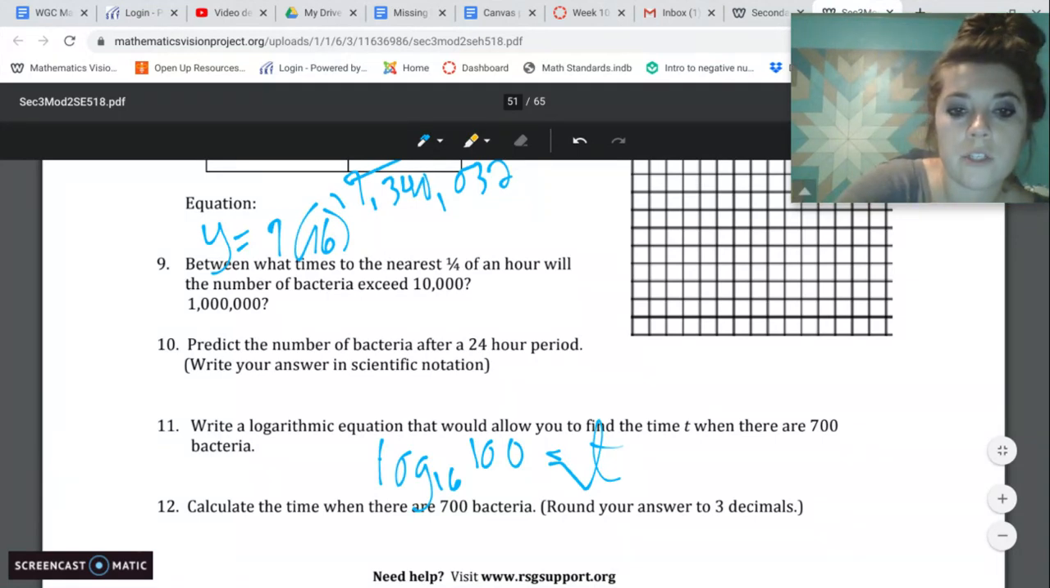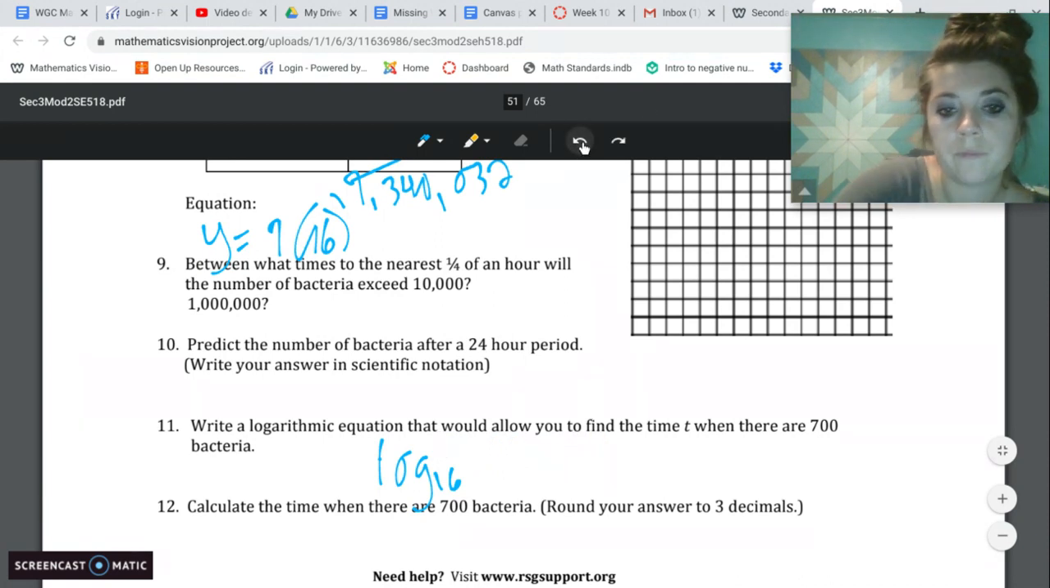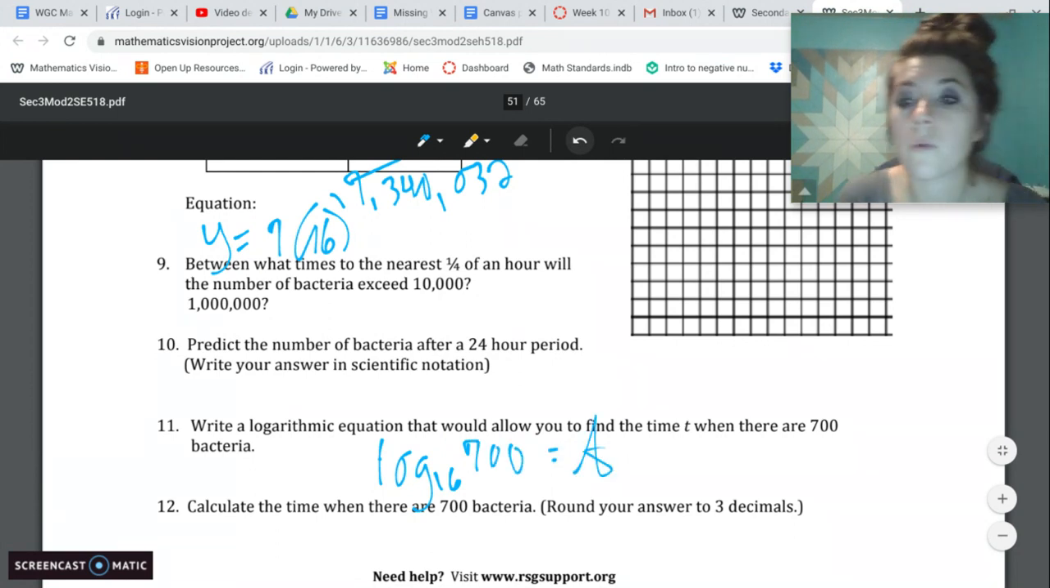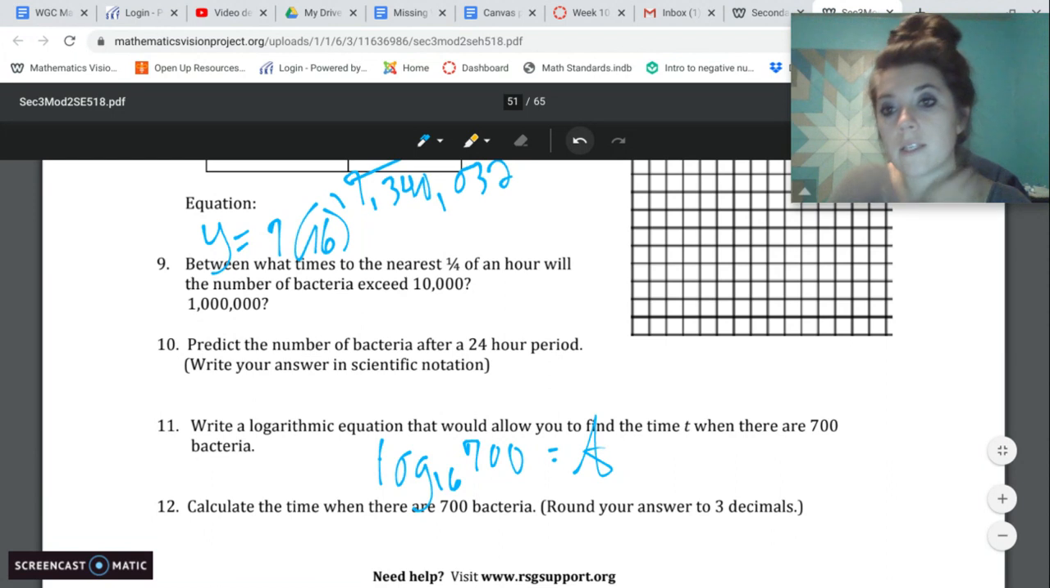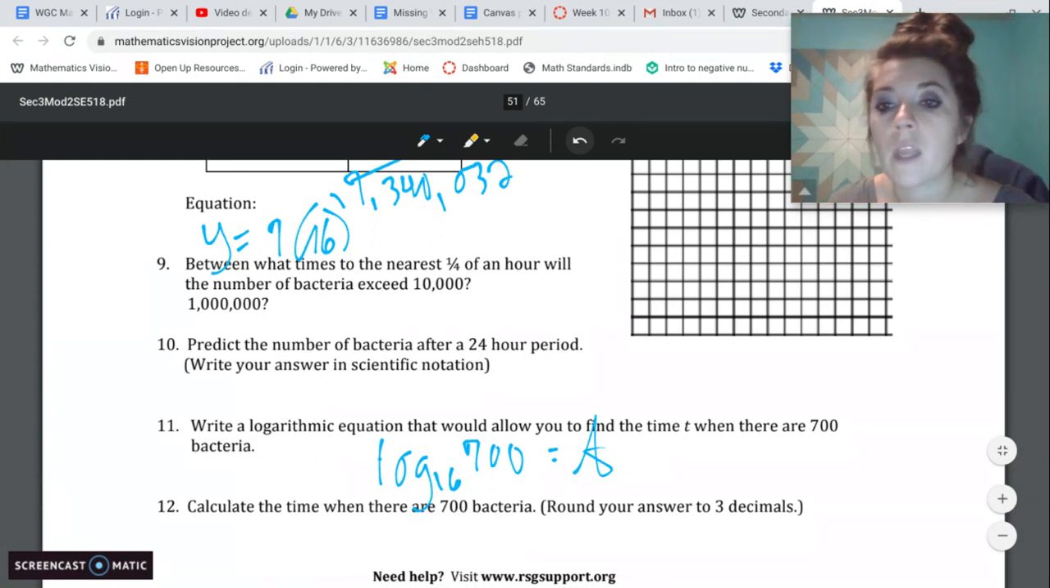And this should actually be a 700. Log base 16 of 700 equals t, since we want it to be 700. And then t will be whatever the exponent is, which will tell us the amount of time. So then we can calculate that. You will do that yourself for number 12.